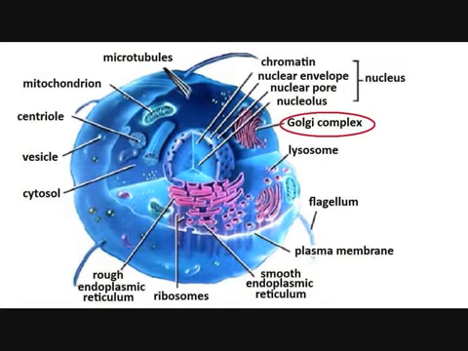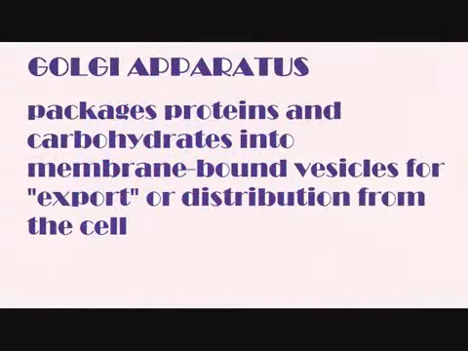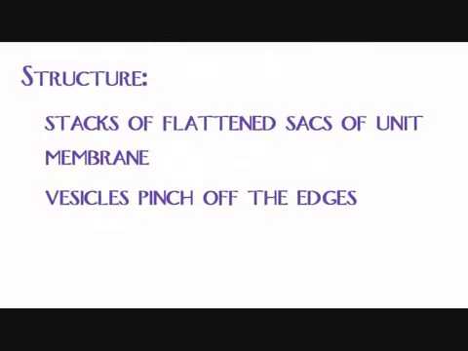Then we go to the Golgi complex. The Golgi complex packages protein and carbohydrate into membrane-bound vesicles for export or distribution from the cell. It is made of stacks of flattened sacs of unit membrane, and vesicles pinch off its edges.